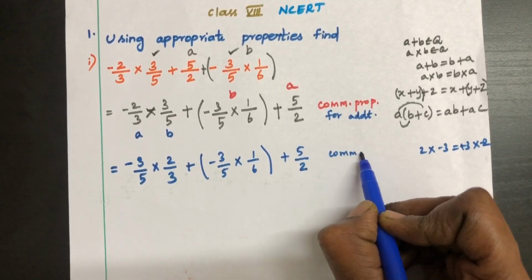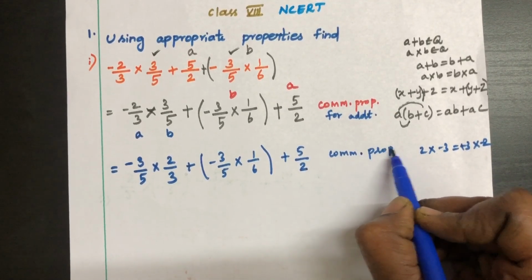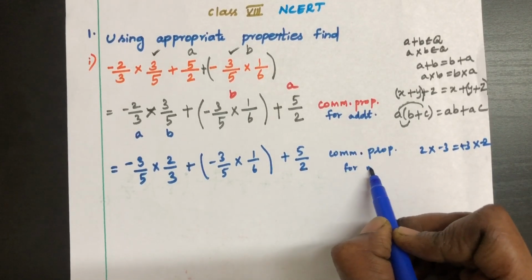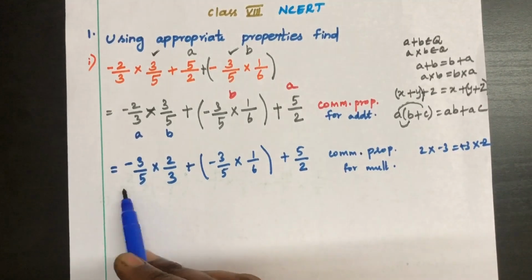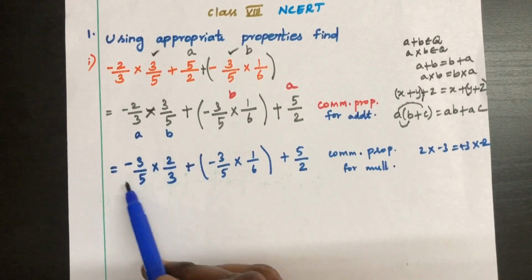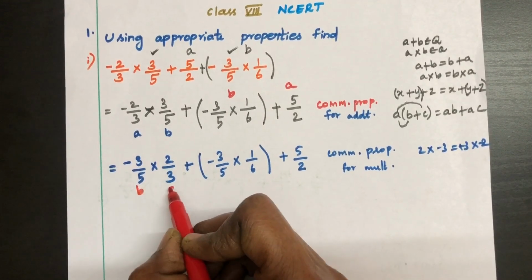The earlier swap is the commutative property for addition, but this one is the commutative property for multiplication. We have used the commutative property here. This is B into A now.